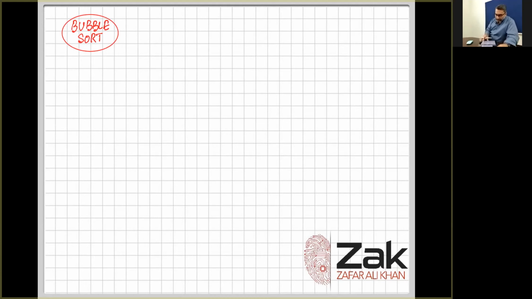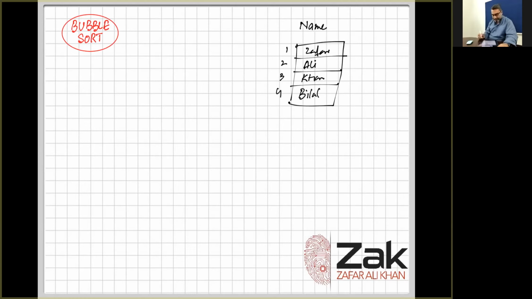So what we are actually going to do is, let's say I have an array called name which has 1, 2, 3, and 4 values. The first value is Z with Zafar, then we have A with Ali, and then K with Khan, and then we have Bilal, B. Now we want to sort it.